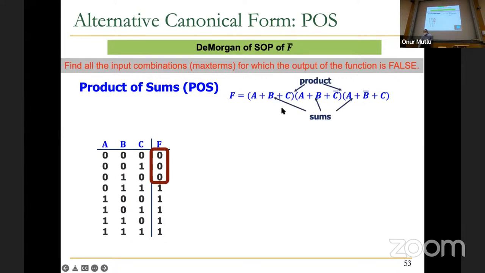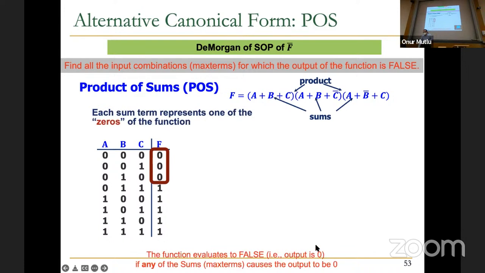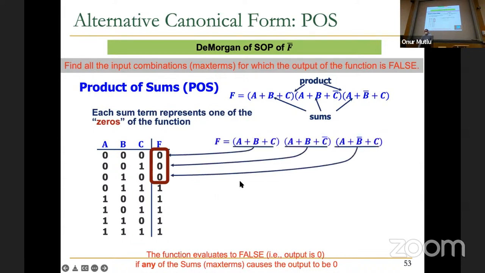Okay, so that's why these are called products of sums, right? These are the sums. Each sum can lead to a zero or one, but for the function to become a zero, any of these sums should be a zero. And why? Because this is a product, that's the AND, basically. So each sum term represents one of the zeros of the function, as you can see. And the function evaluates to false. In other words, the output is zero if any of the sums cause the output to be zero. And you can verify this, basically. This becomes zero only if A, B, C are all zeros. This becomes zero if A and B are zeros and C is one. And this becomes zero if A and C are zeros and B is one. Makes sense, right?